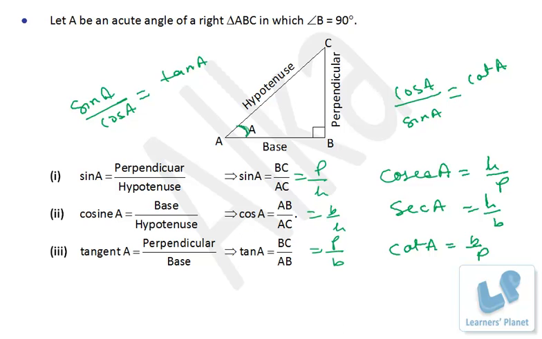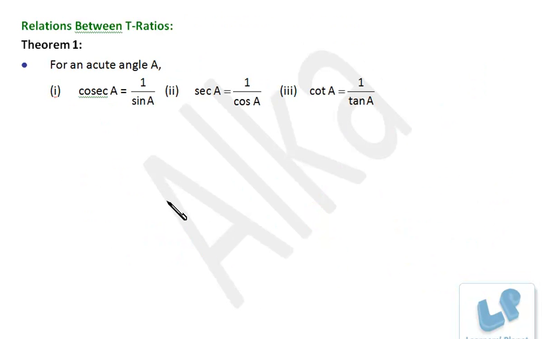Okay, you can have a quick glance over here. Cosec A is 1 upon sin A, sec A is 1 upon cos A, cot A is 1 upon tan A. That means cosec A into sin A is 1, sec A into cos A is 1, and cot A into tan A is 1, right?